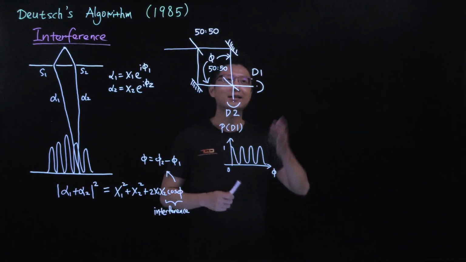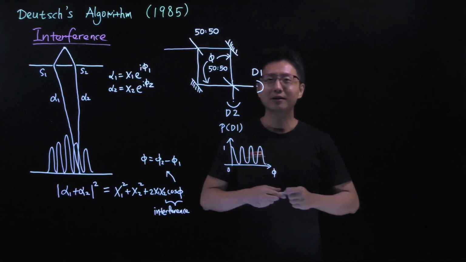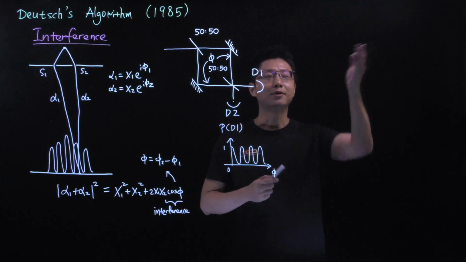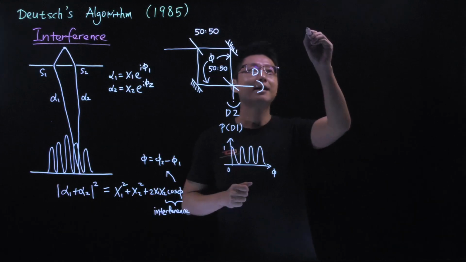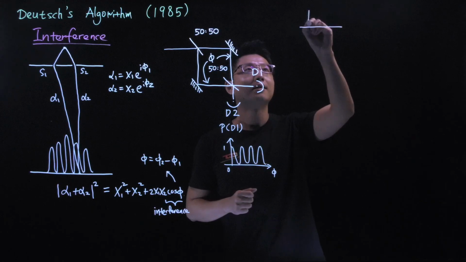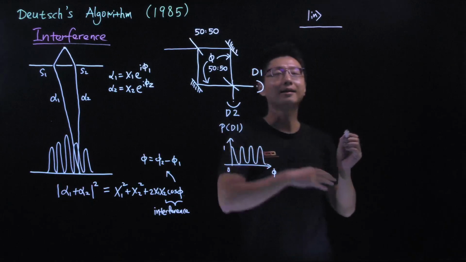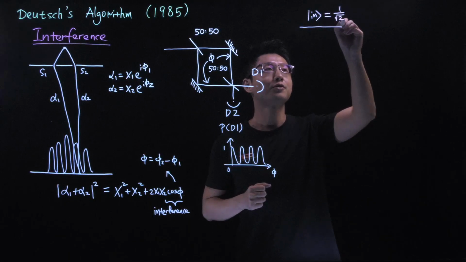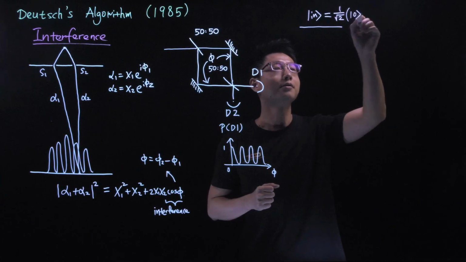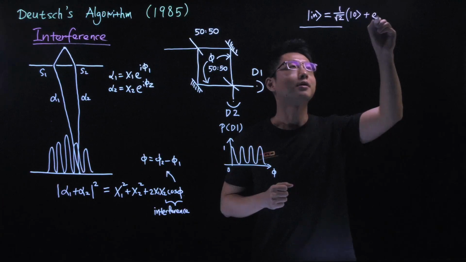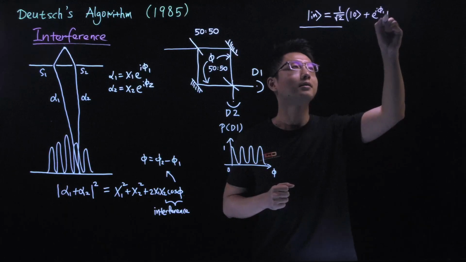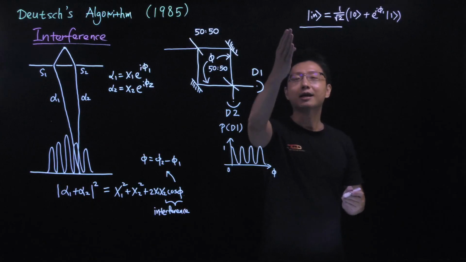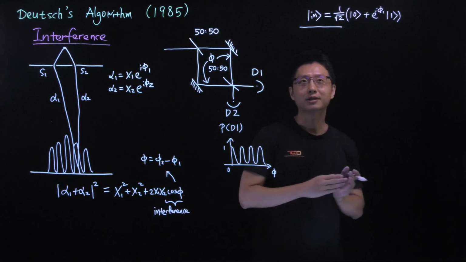Let us now look at a final example, which is more closely related to what we have studied so far in the circuit model of quantum computation. Let me prepare an incoming state, which is 1 over square root of 2, (|0> plus e to the power of i phi 1 |1>). We can prepare this state by initializing in |0> and applying a certain unitary on it.